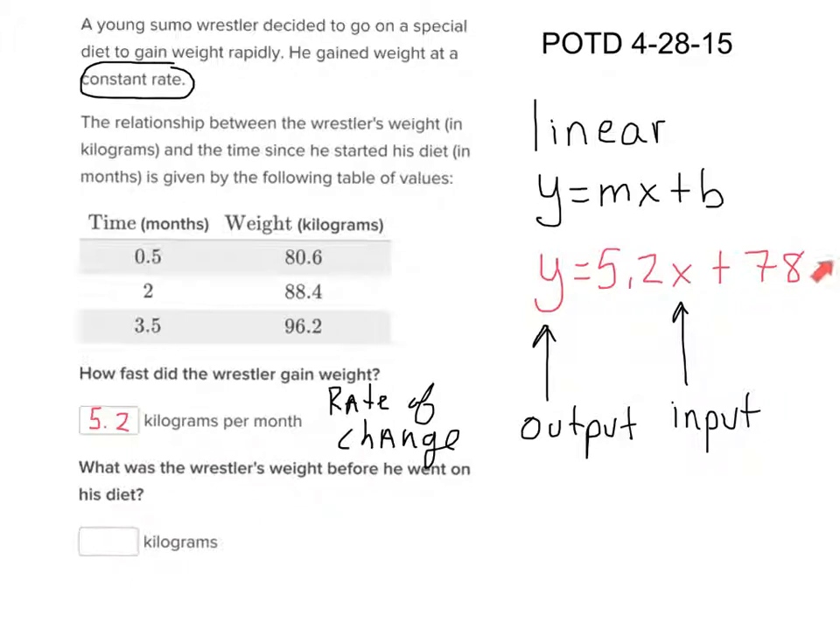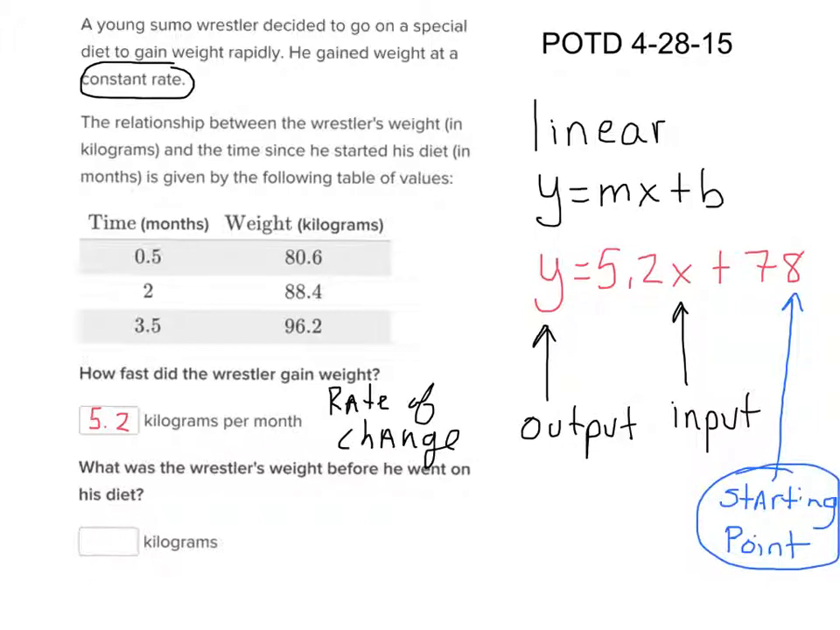Now, what does the 78 right here mean? Right, that's his weight at the start. Remember, the y-intercept, we said, is your starting point. So his weight started at 78 kilograms.